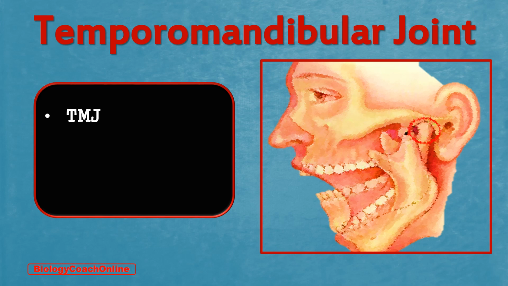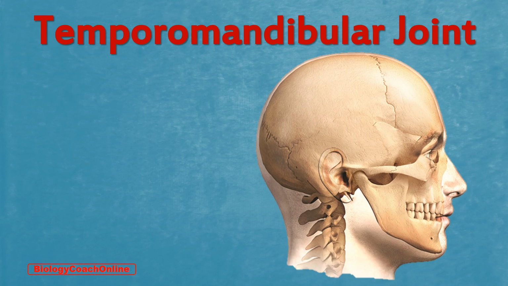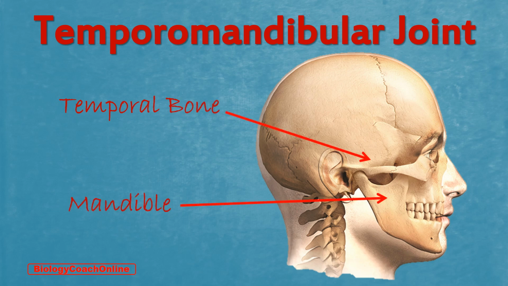Now, we will identify key structures of the TMJ, including the condyle and the articular cartilage, and we'll briefly discuss TMJ disorder. So as its name implies, the temporomandibular joint, or TMJ, is the ball and socket joint formed between the temporal bone, here, remember that's a cranial bone, and the mandible, here, and that's a facial bone.